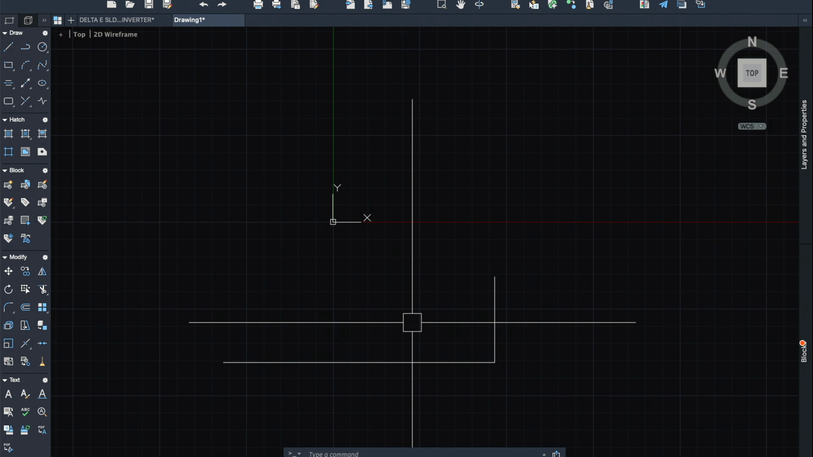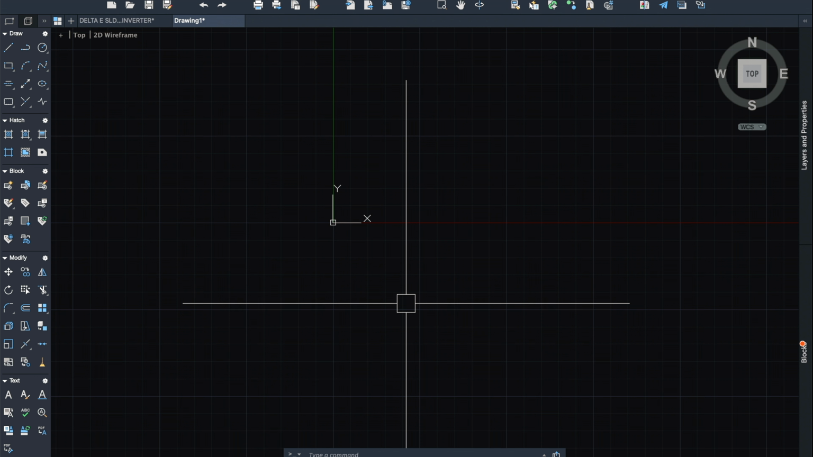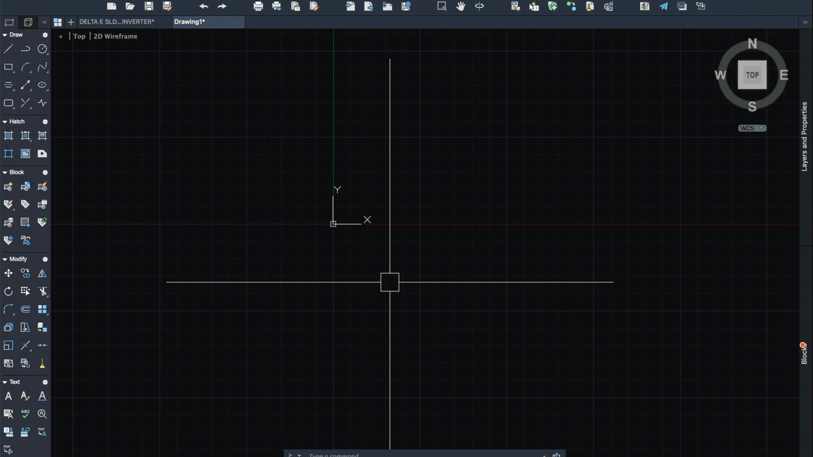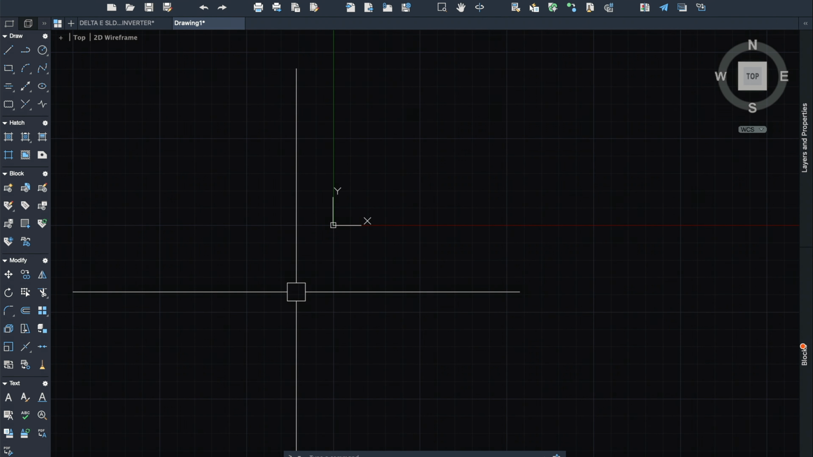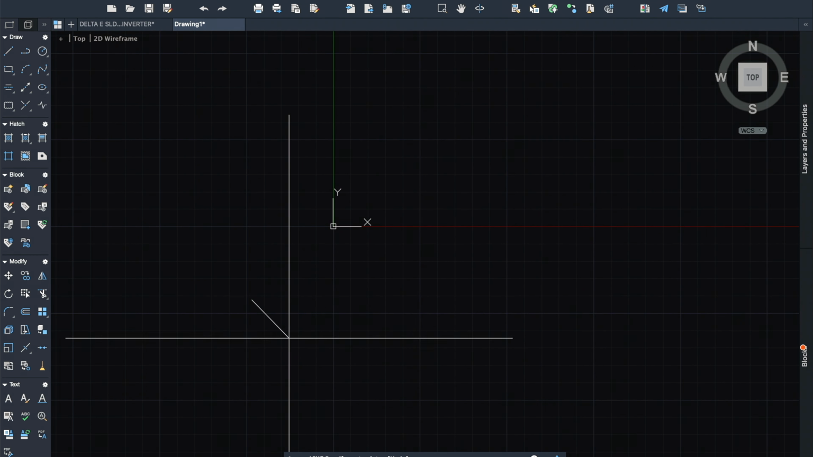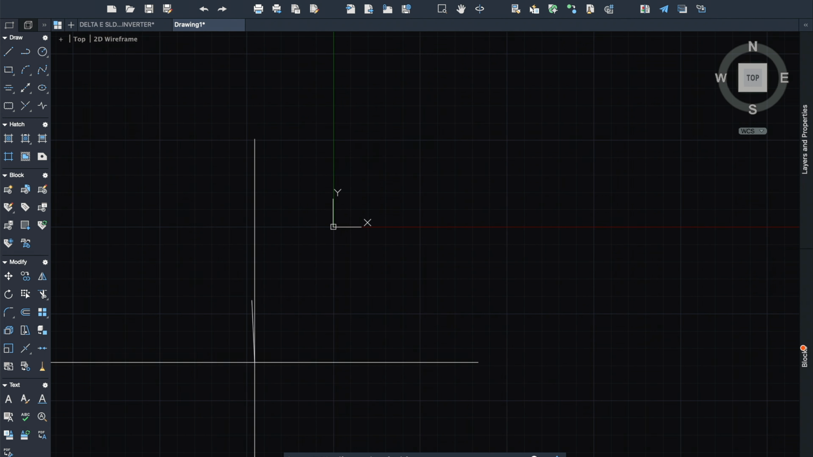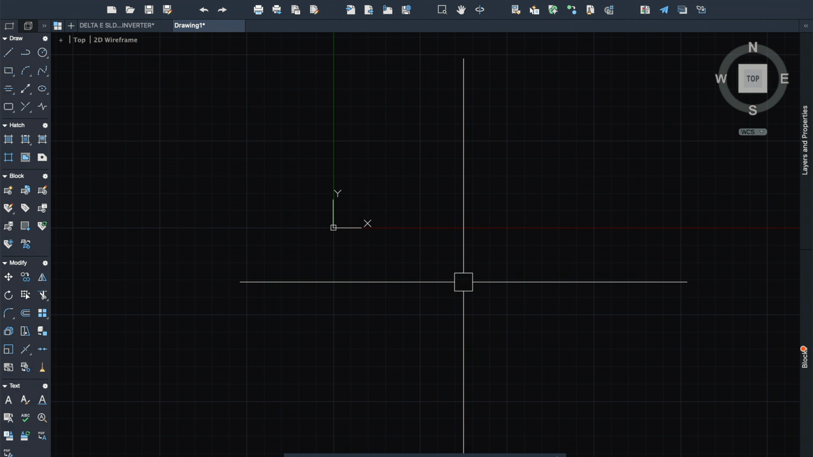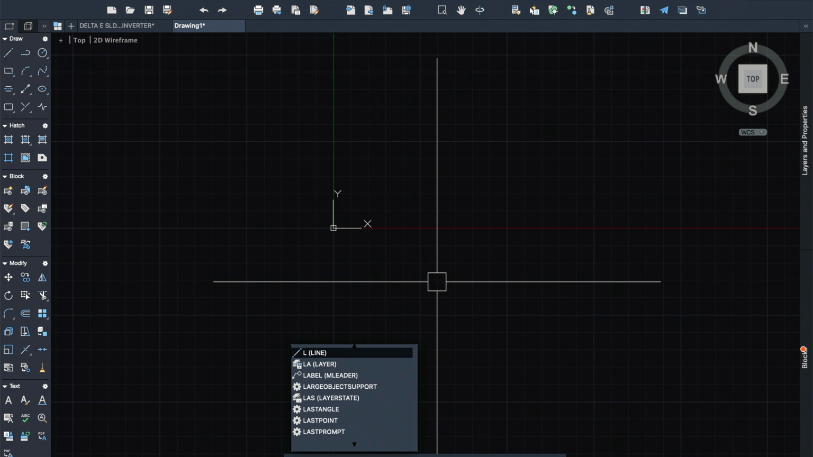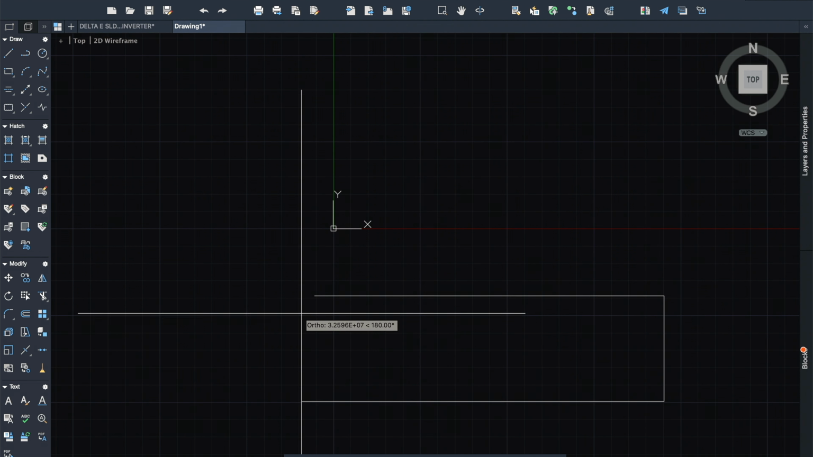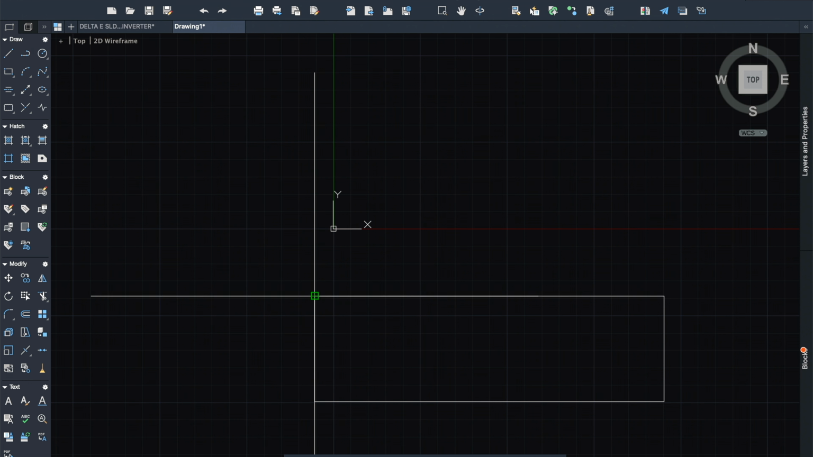And there is one shortcut also to turn ortho mode on and off, that is F8. If I press F8 and press L enter, now you can see my lines can move in any direction again. And if I press F8 again, now ortho mode is on, and I can draw straight lines like this.